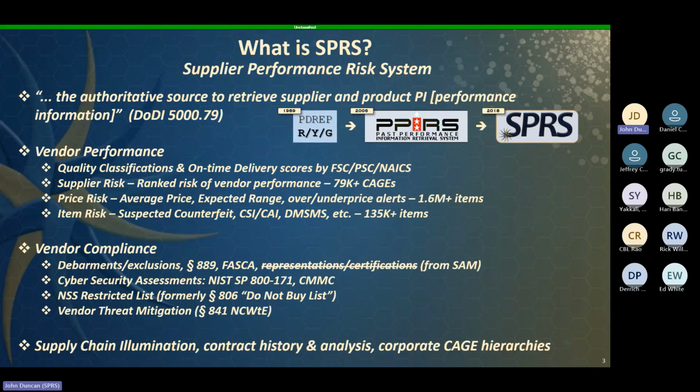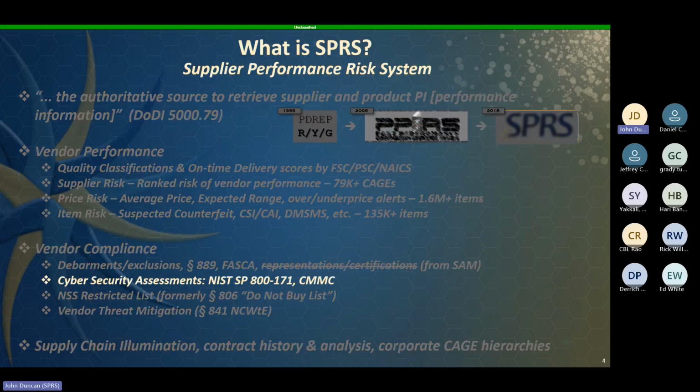So you'll see all the things we do. If you are a vendor out there, you already know this, that we are already rating you on supplier risk. We're grading you on 10 different factors. We're also rating your quality and delivery and a whole bunch of other stuff. These are all the things that SPRS does. Okay, this is what we're here for, so I'm not going to bore you with all that stuff.